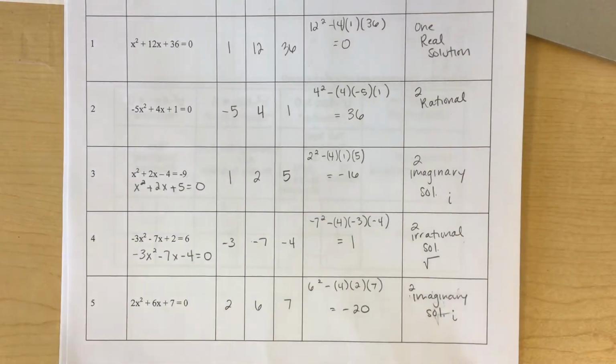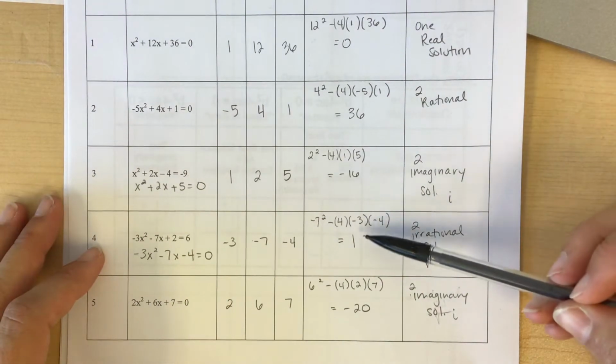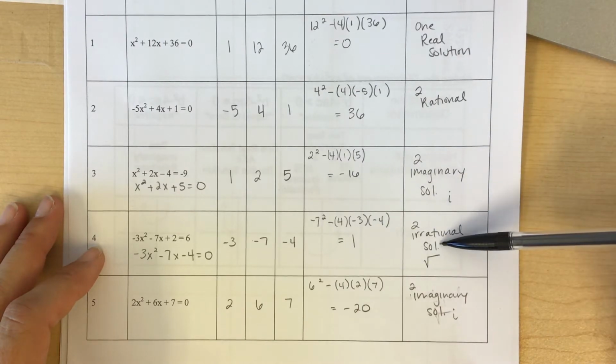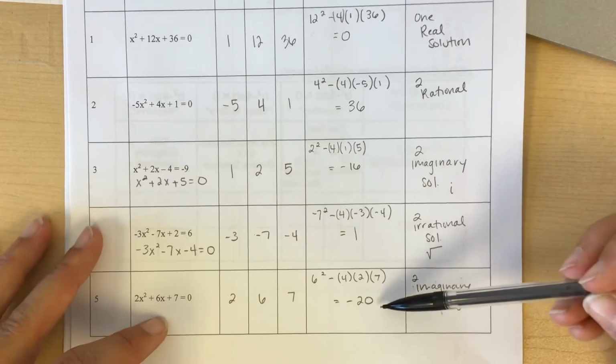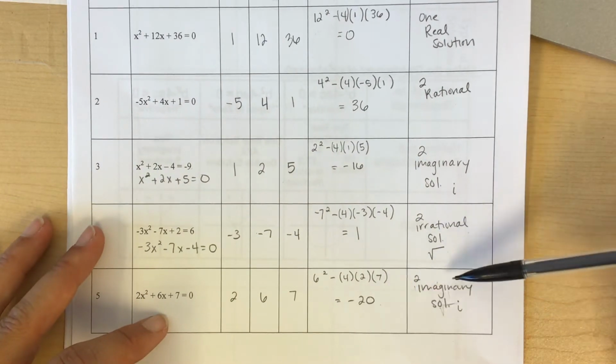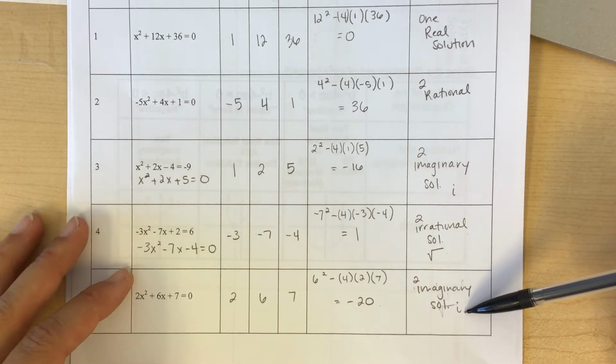All right, so here are our correct answers for that. So number 4, we should end up with our discriminant is 1. So we have 2 rational solutions, meaning we're not going to have a radical left in our answer. And then for number 5, you get negative 20 for your discriminant, which ends up being that you're going to have an i in your solution. So 2 imaginary solutions. So hopefully you were able to get those.